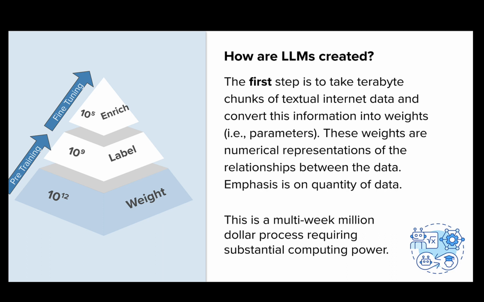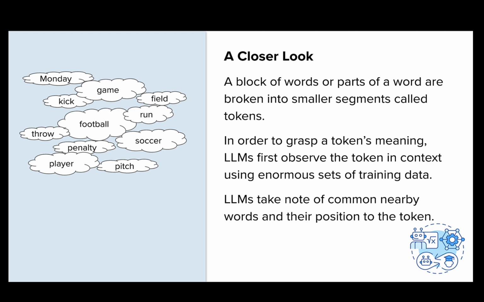Emphasis in this pre-training stage is on quantity of data consumed. And this is a very expensive, multi-week, $1,000,000, 6,000 graphical processing unit endeavor. Substantial computing power is required, and often pre-training is done annually or biannually. To grasp what goes on in the pre-training process, we can look at a block of words. The pre-training looks at words and parts of words called tokens to identify their contextual positioning relative to other words.